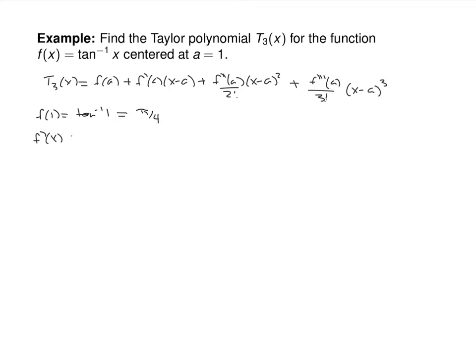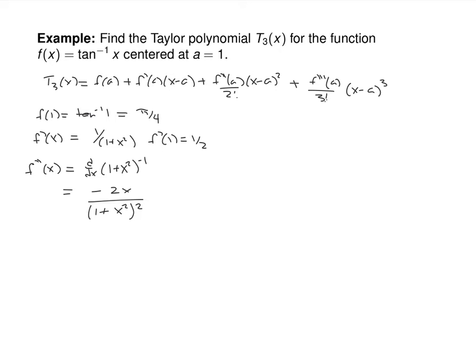f prime of x is 1 over 1 plus x squared. So f prime of 1 is going to be a half. The second derivative, you can think about this as the derivative of 1 plus x squared to the negative first. Well, that will be negative 2x over 1 plus x squared to the second. And so inputting 1 into that, we have negative 2 over 4, which is negative 1/2.